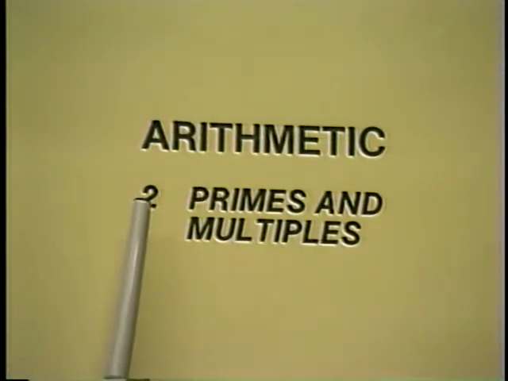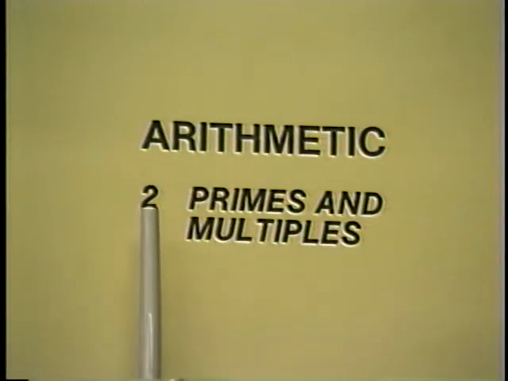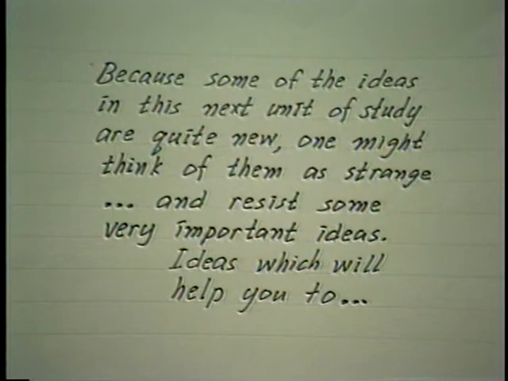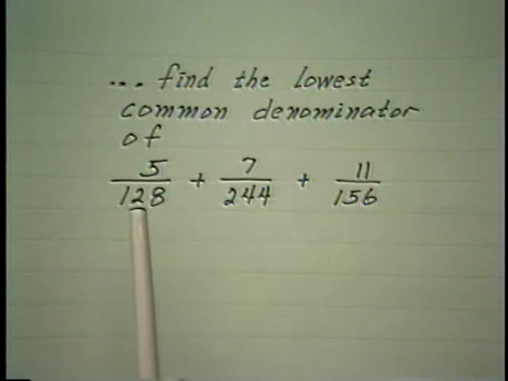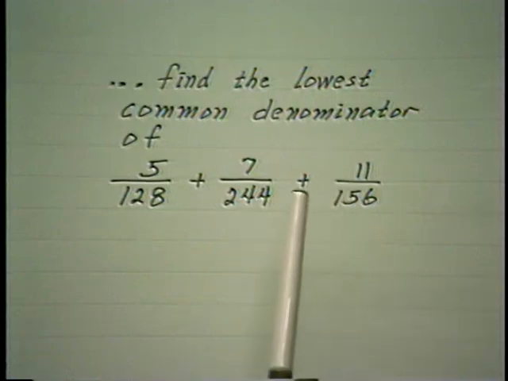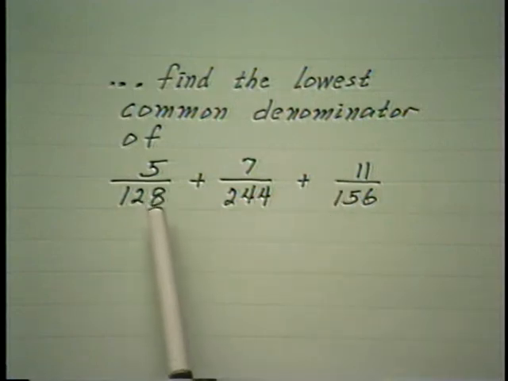We have finished our first review on whole numbers and their relationships, and we begin a second unit on primes and multiples. Because some of the ideas in this next unit of study are quite new, one might be tempted to think of them as, well, strange, and resist some very important ideas. Ideas which will later help you to be able to do quite easily problems like this, finding the lowest common denominator of these three messy fractions. Most people, by the way, can't do this.